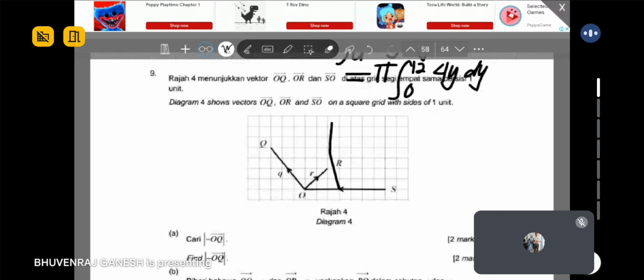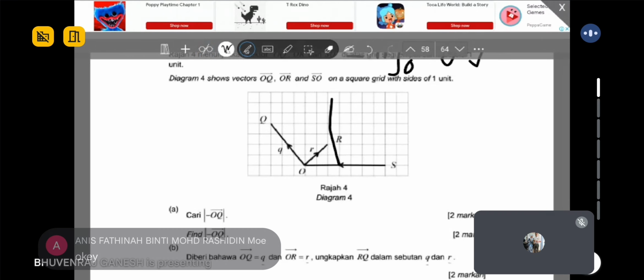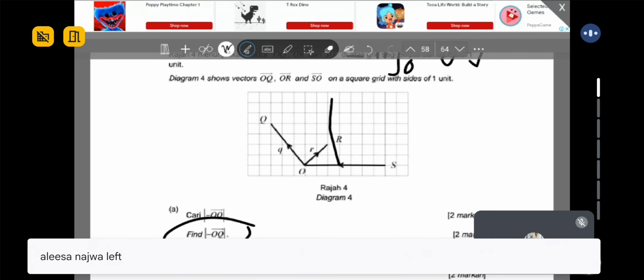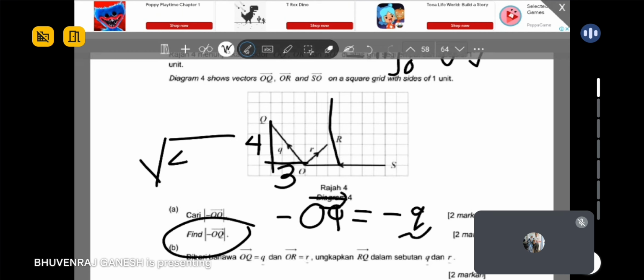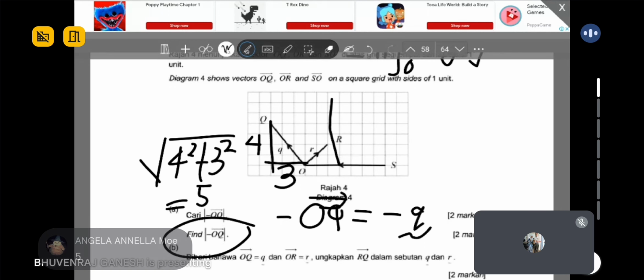So question 9, soalan 9. They ask you to find modulus, negative OQ. Modulus mean magnitude. Negative OQ maksudnya negative Q lah, because OQ sama dengan Q. So kamu kena cari magnitude for this one. So 4, 3. This one you can use Pythagoras theorem. So just square root 4 square plus 3 square. So jawapan dia adalah 5. Very simple. This one dapat.